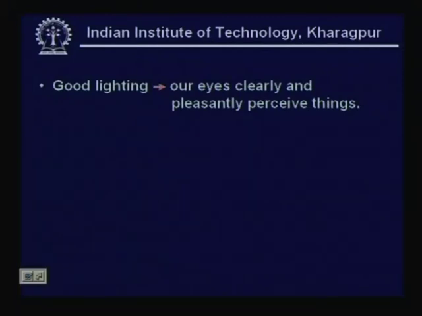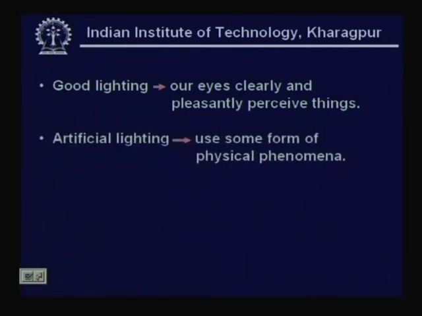As can be seen, good lighting is very much necessary. Our eyes can see clearly and pleasantly perceive the things if there is good lighting. Artificial lighting can use some form of physical phenomena. After all, we said there are artificial lights which try to bring it close to the natural light, at the same time economize the resources and use electrical energy. But there is some form of a physical phenomena which we will consider in a subsequent lecture on radiation.